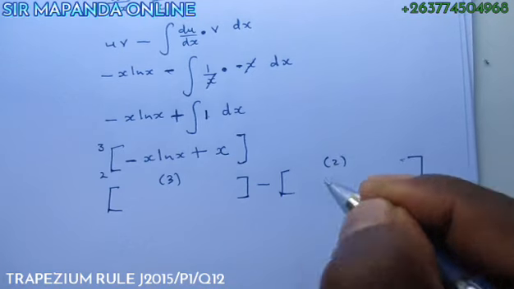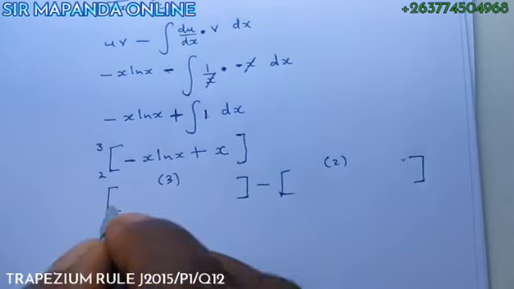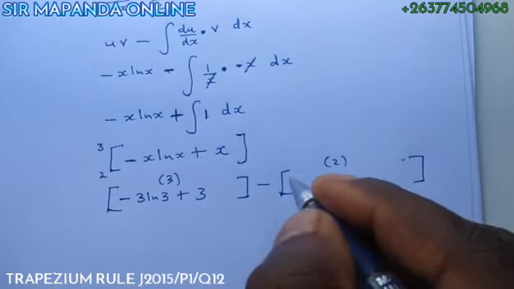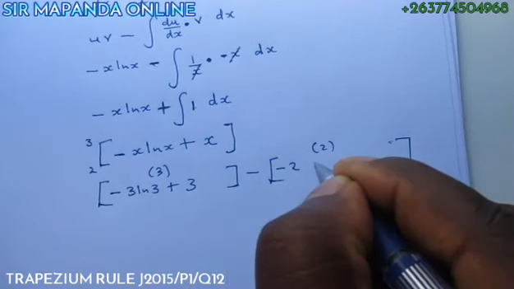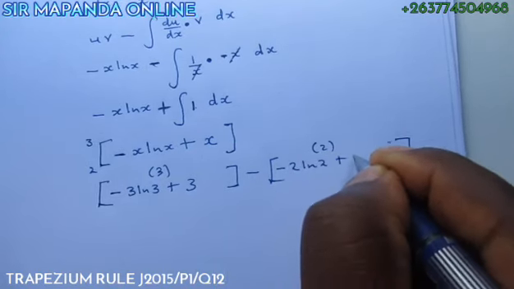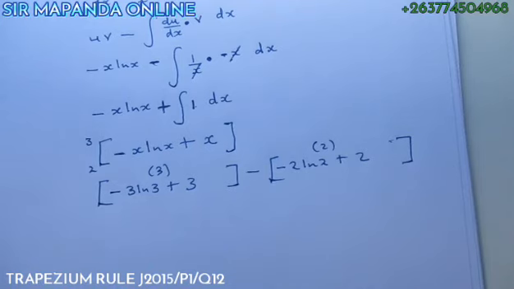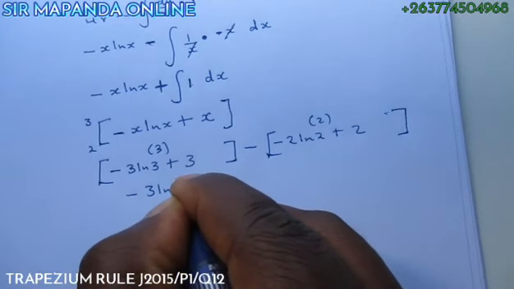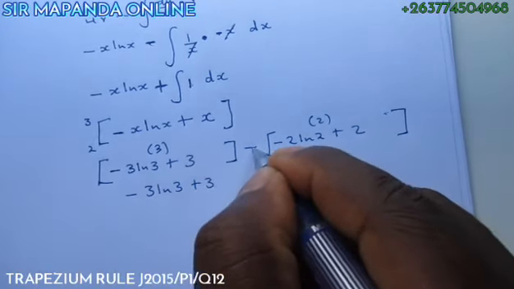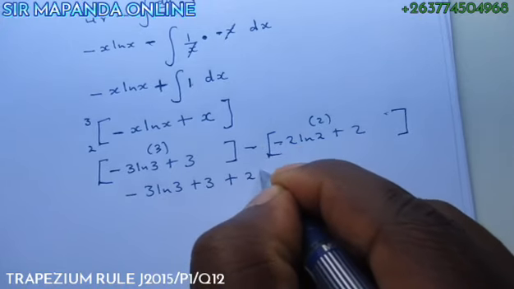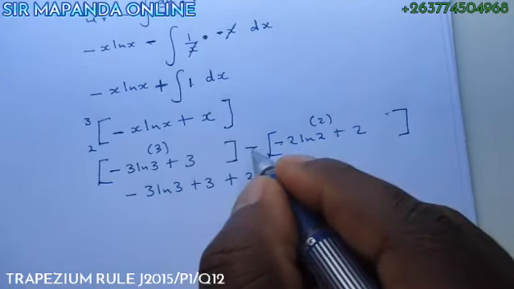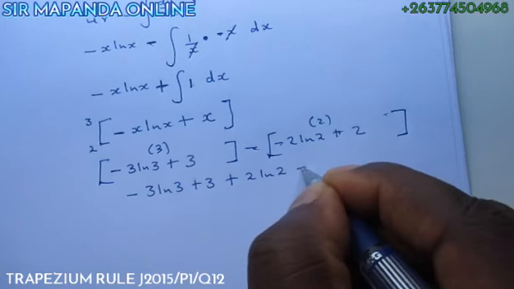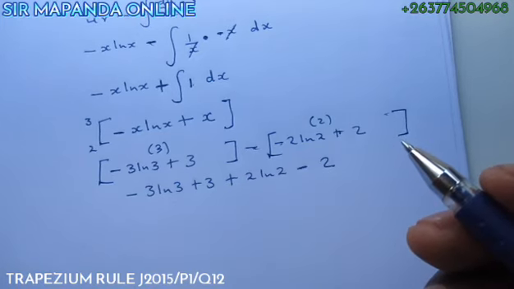In the second bracket, you substitute the lower limit 2 on x. So here you get minus 3 ln 3 plus 3. On this one, you get minus 2 ln 2 plus 2. I hope you are following, class. So collecting like terms, minus 3 ln 3 plus 3, minus times minus, you get plus 2 ln 2, minus and this is plus, you get minus 2. I hope you are following.